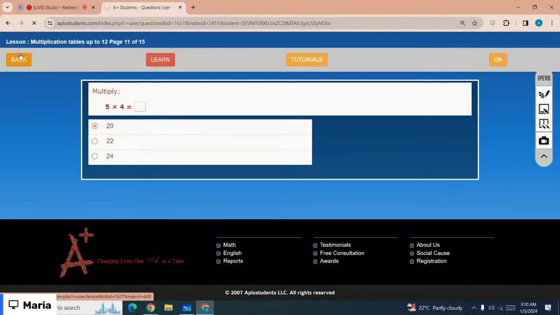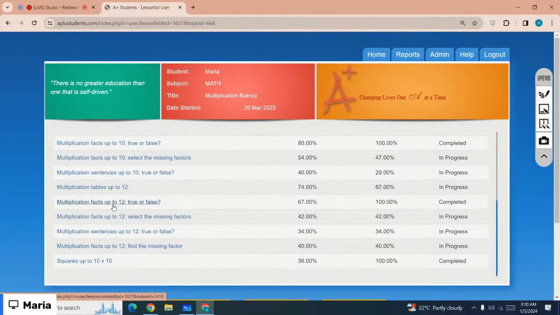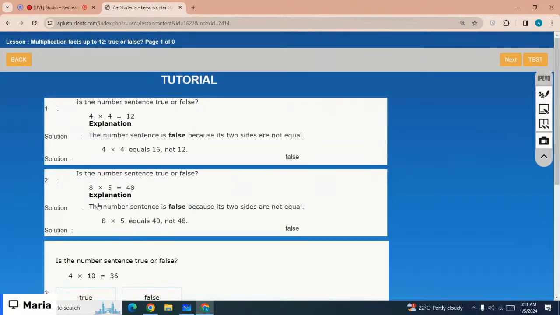So the whole chapter on multiplication fluency is related to the tables, right? The next one is multiplication facts up to 12, true or false. You are given a sentence, and you need to see if the sentence is true or false, right? How do you see if both sides have exactly the same answer? That means it is true.